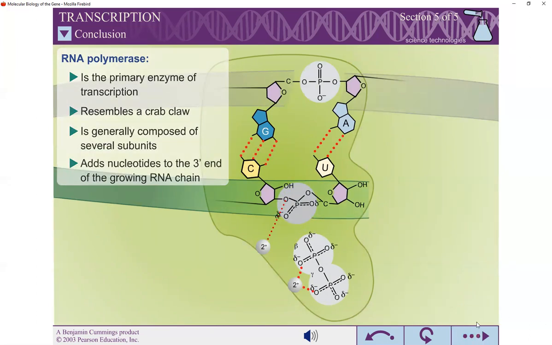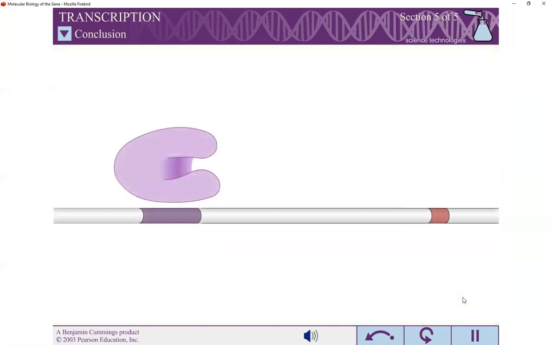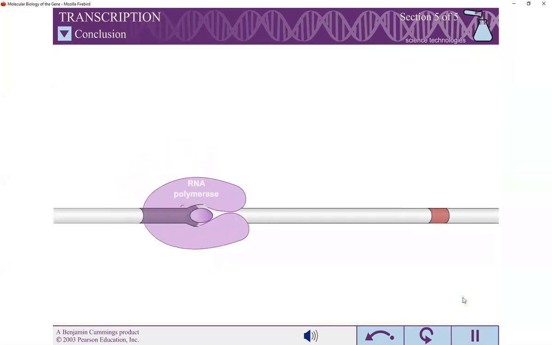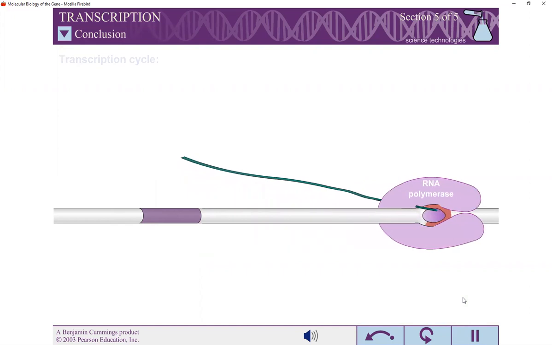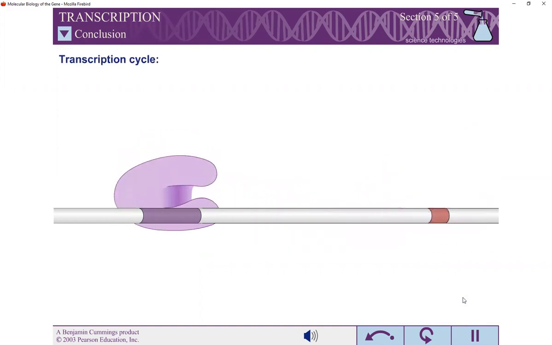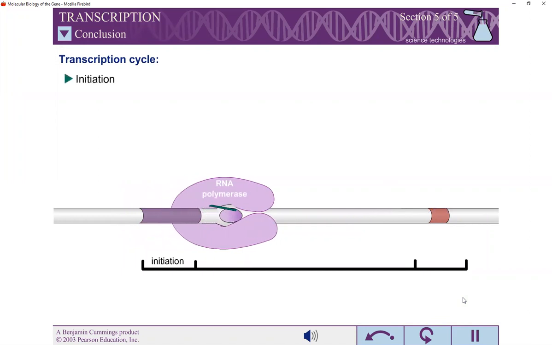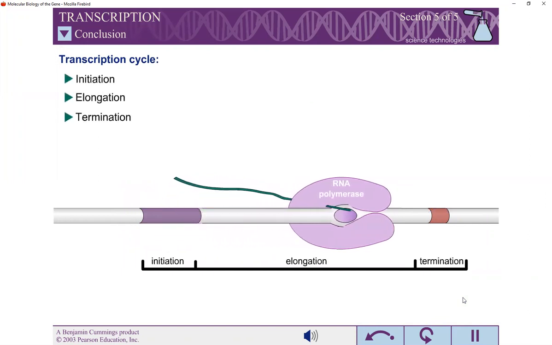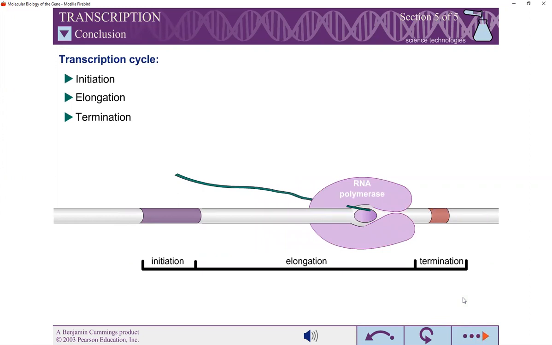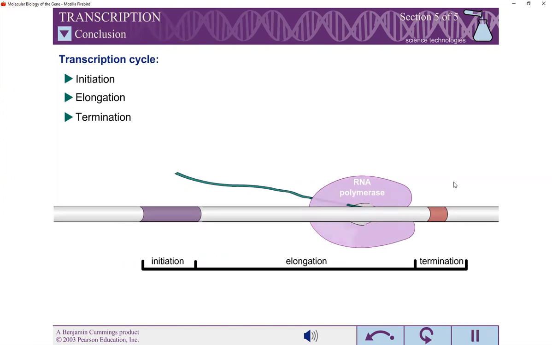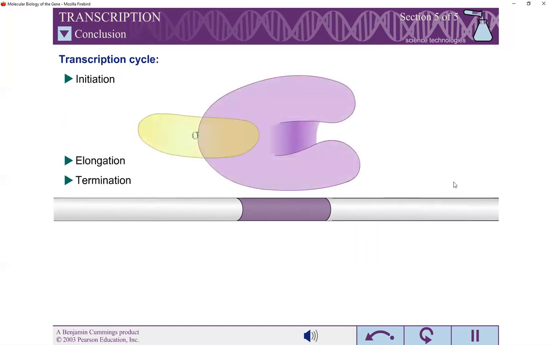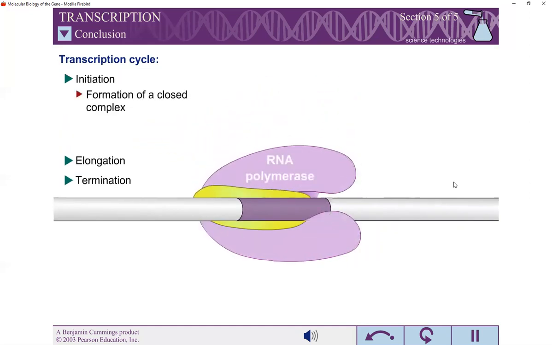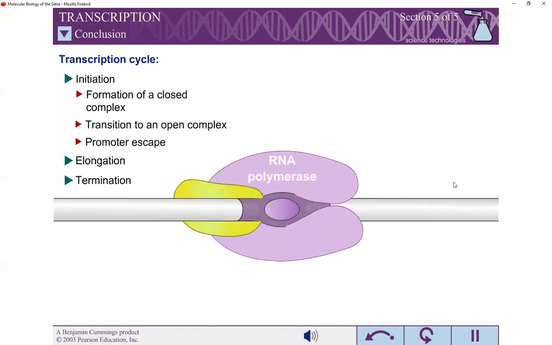Okay, next point. The series of events between binding of RNA polymerase to the target gene and dissociation of RNA polymerase and the completed RNA transcript from the DNA is called the transcription cycle. The transcription cycle is divided into 3 phases: initiation, elongation, and termination. Transcription initiation can be divided into 3 steps: binding of RNA polymerase to form a closed complex, transition to an open complex, and promoter escape.